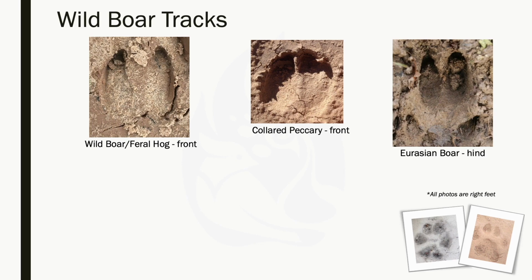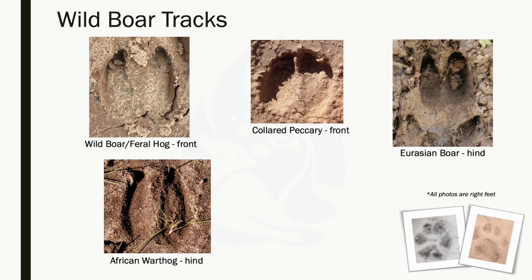But if you look again, notice those dew claws land outside of the front toes. So again, that's a really easy way, in addition to looking at other features like the tips of the toes, to differentiate from a deer or antelope. Here's an example of an African warthog.